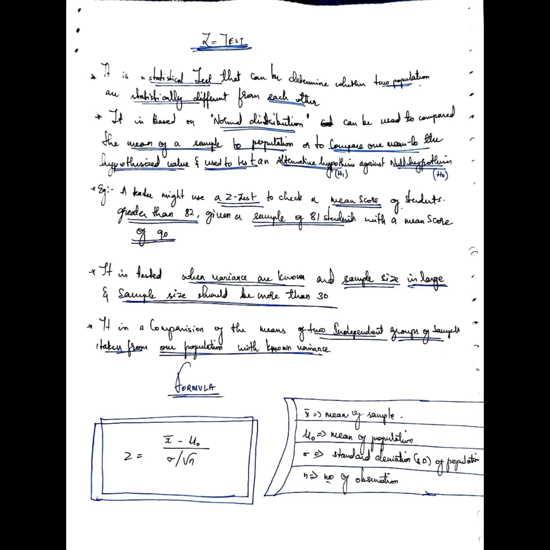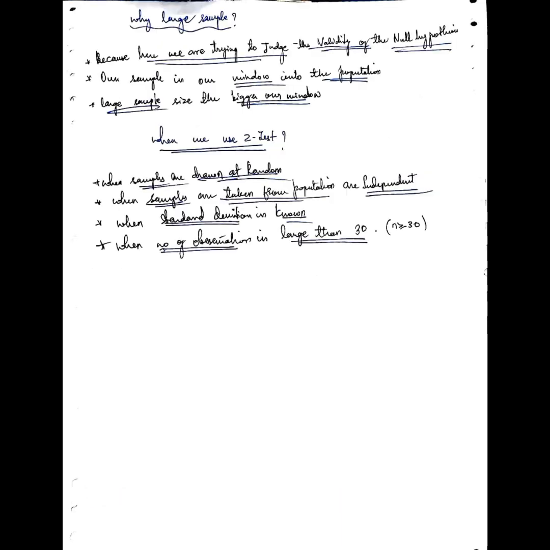So here we have the formula of Z-test, that is x bar minus mu 0 divided by standard deviation divided by square root of the number of observations. Once again, Z is equal to x bar minus mu 0 divided by standard deviation divided by the square root of the number of observations. So why has the large sample been taken?